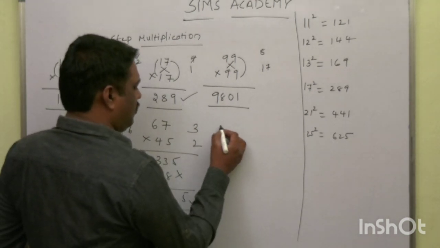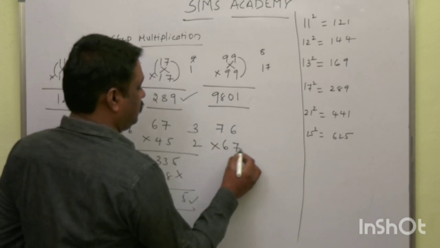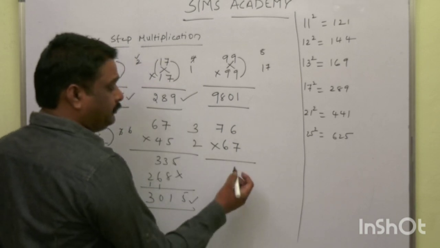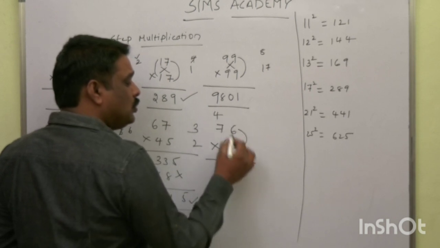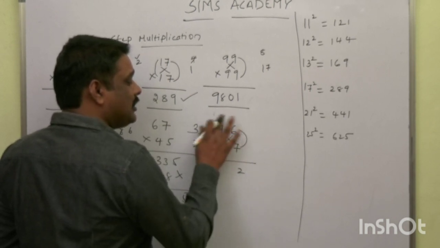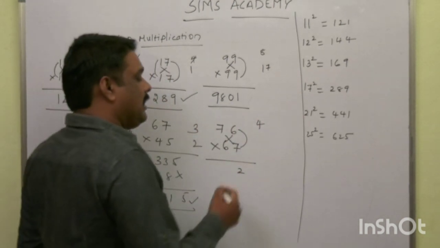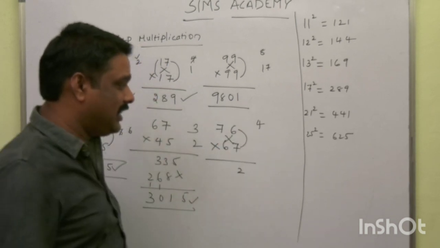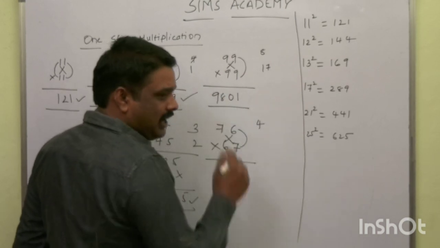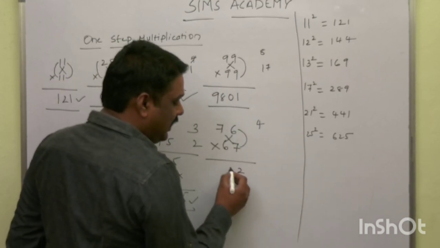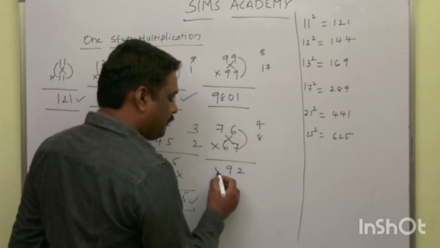Randomly we can take 76 into 67. Okay, reverse, ulta. Let us go with one step first. 7 6 42. This is criss-cross, 4 aside. Let us say 7 into 7 49 plus 6 into 6 36. 36 plus 4 40. 40 plus 49, that is 89. 8 aside. 7 6 42 plus 8, 50.